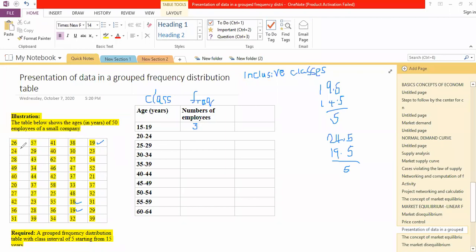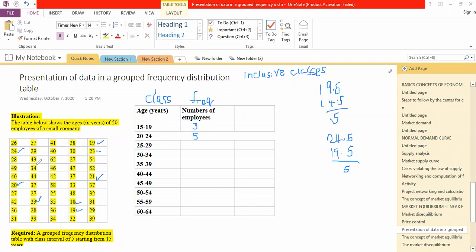20 to 24. 24, remember, inclusive. We have 1, we have 2, this is the 23 here, 3, and another 23 here, 4, 25, 5, and I think we are done. So 5 data points there.